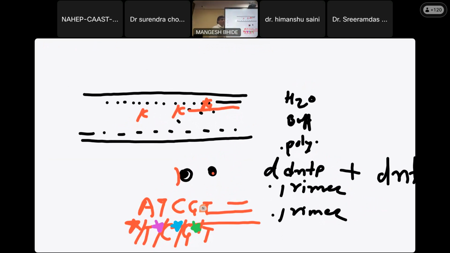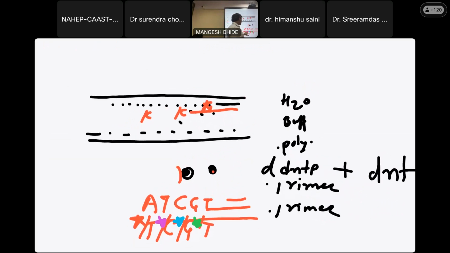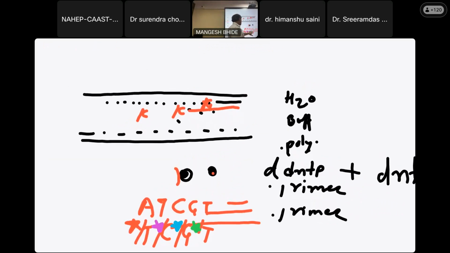So there are 4 fluorophores. A and T usually have red, C usually has black, G usually has green, the colors are different here. So when there is a stoppage, because of the ddNTP, the fragment always has a fluorophore attached. So you have millions and millions of fragments with a fluorophore at the end. And this reaction always runs only in one direction, never in 2 directions.